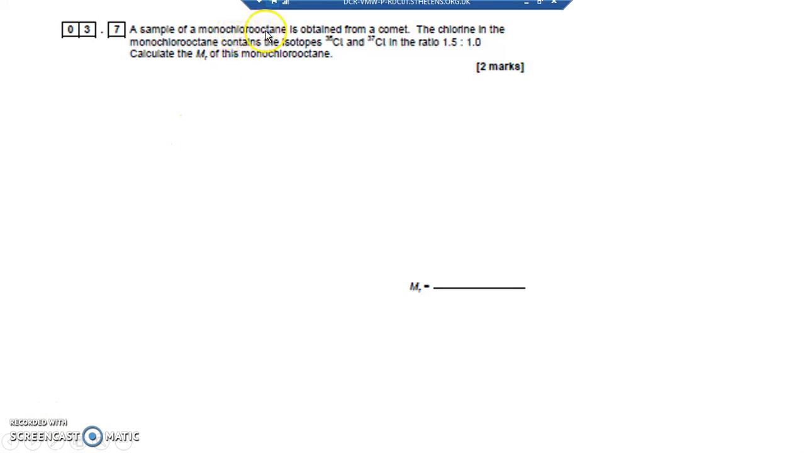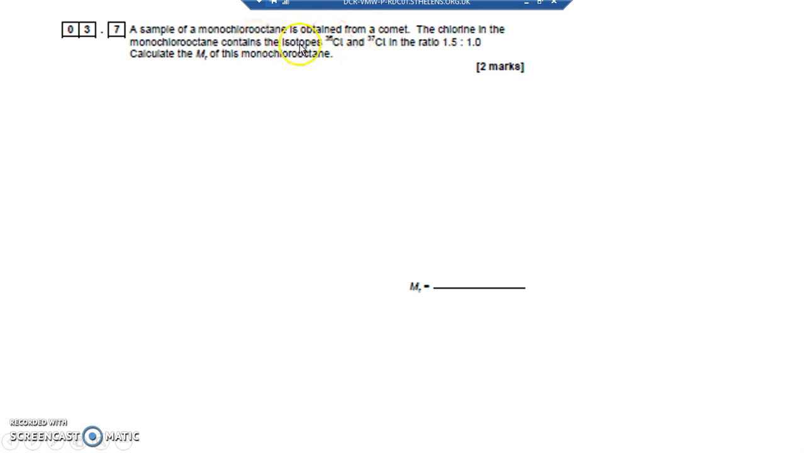So I've got monochlorooctane. So I've got octane, so C8, and if it's an -ane, then you double the 8 to get 16, add 2 to get 18. So it's C8H18, but one of the 18 hydrogens has been replaced by a Cl.